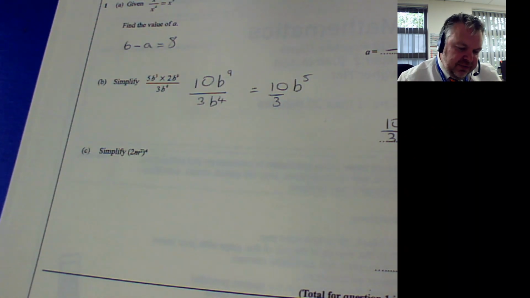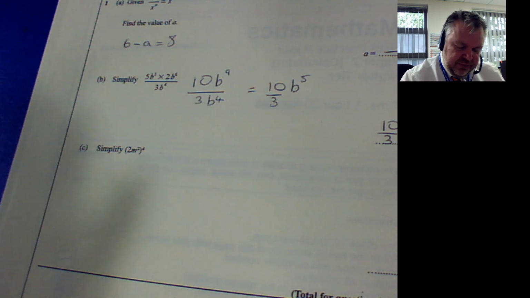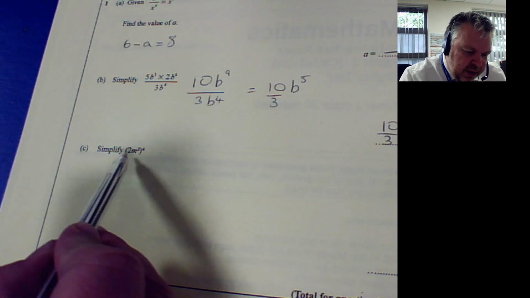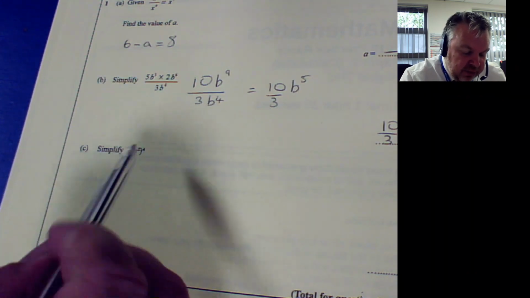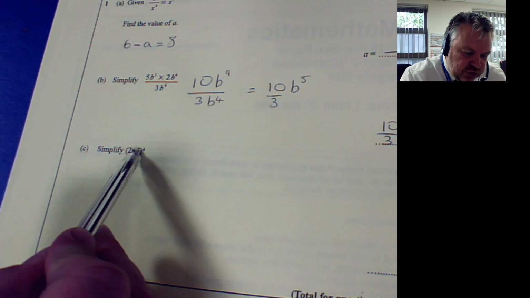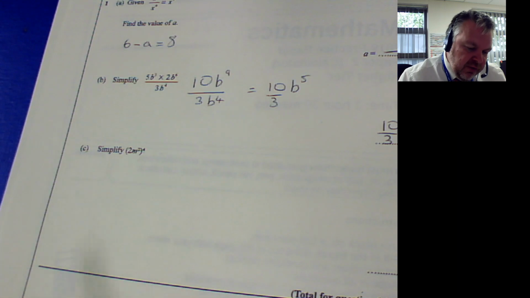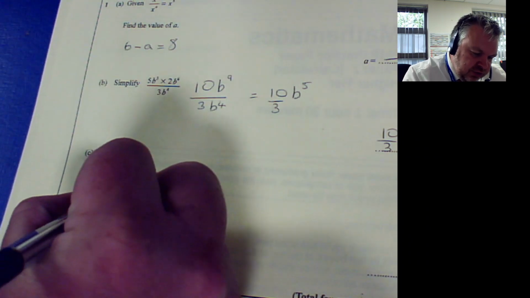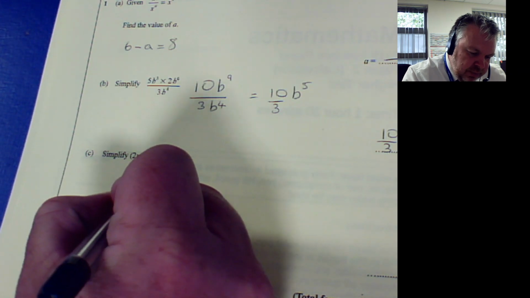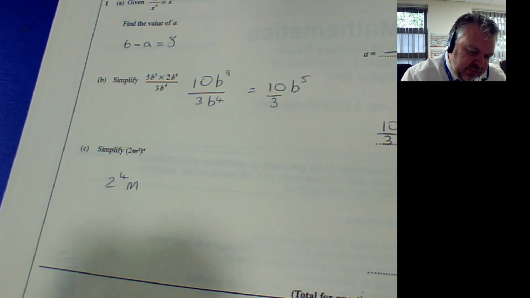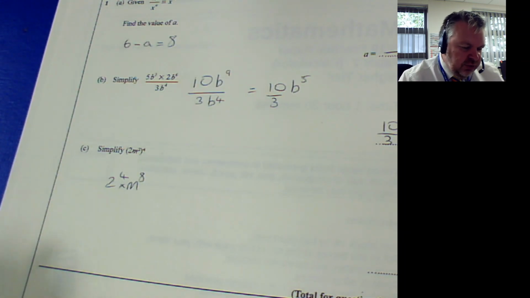Finally, I've got a simplifying question. I feel like these are quite nice, a good introduction. I feel quite comfortable with these so far. We've got a power on the outside of my bracket. The thing that I have to remember is not just to deal with the powers here, but to remember to do 2 to the power of 4 as well. So we've got 2 to the power of 4, and I'm timesing my powers. So 2 times 4 is 8.